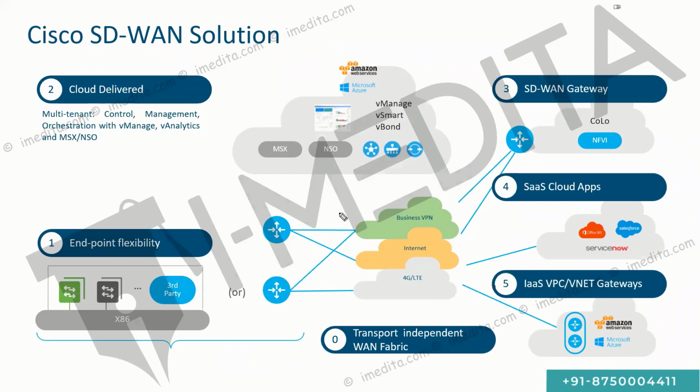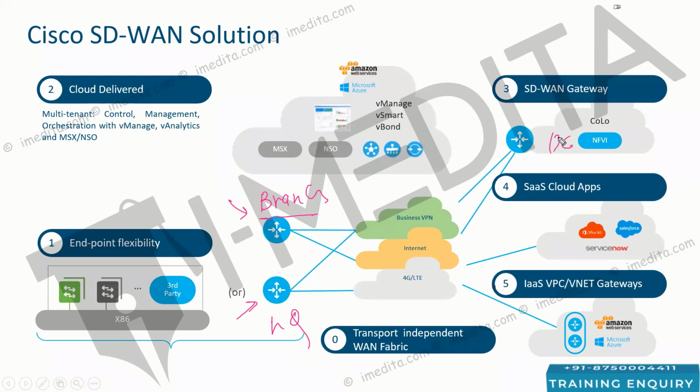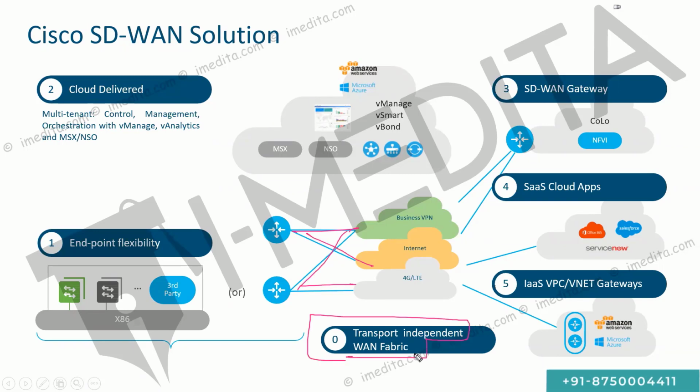So as per the Cisco SD-WAN solution, first of all, it is a transport independent WAN fabric. What do we mean by this? We mean that you can have your devices deployed onto different locations, such as branches or headquarter, maybe data center, cloud, doesn't matter. It doesn't matter what transport you are going to use to connect these devices.